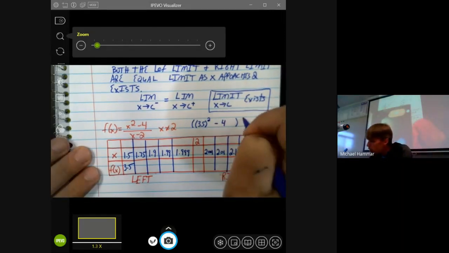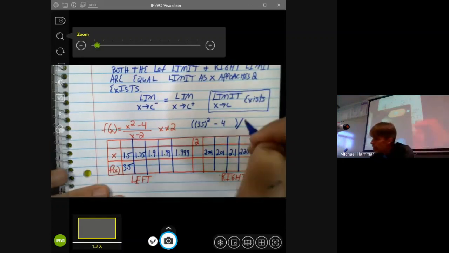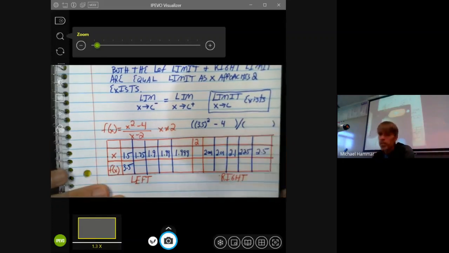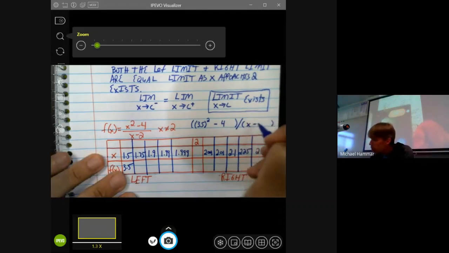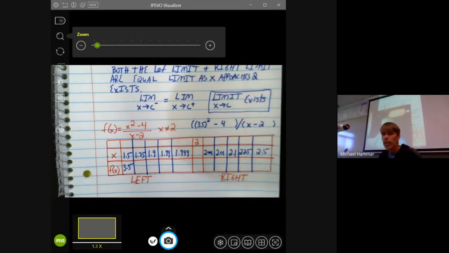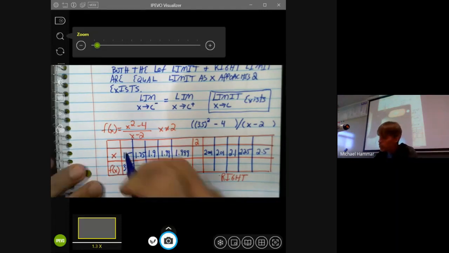And then I'm going to use the division sign. And then I always like to put parentheses around the whole denominator as well. And in that parentheses, I'm going to put x minus 2. If you set it up this way, this is the value you should get. Now, I'm just going to give you the rest of the values.